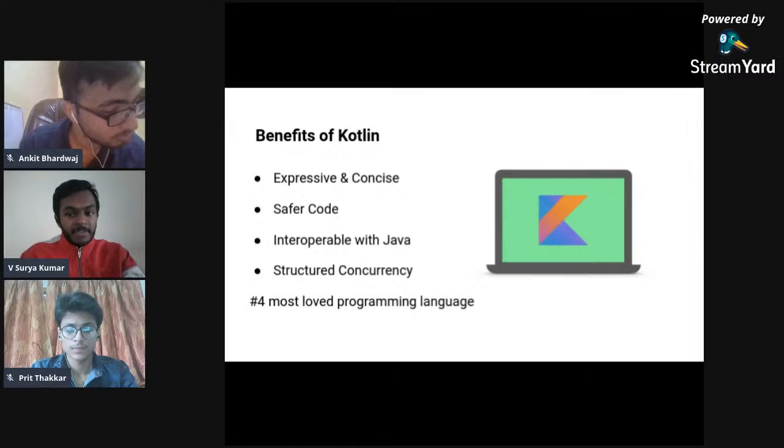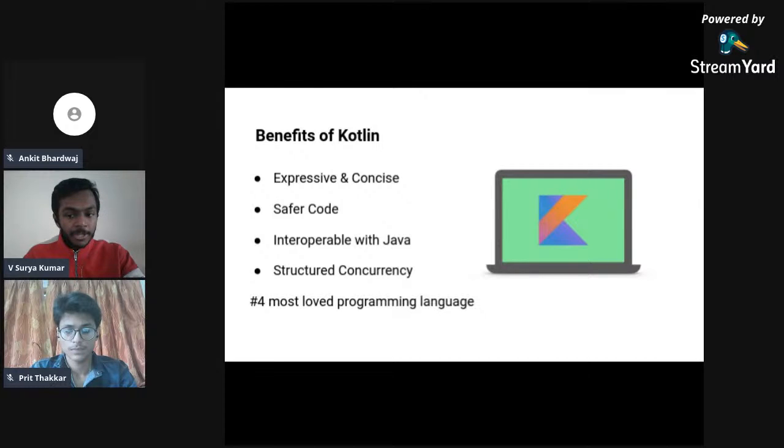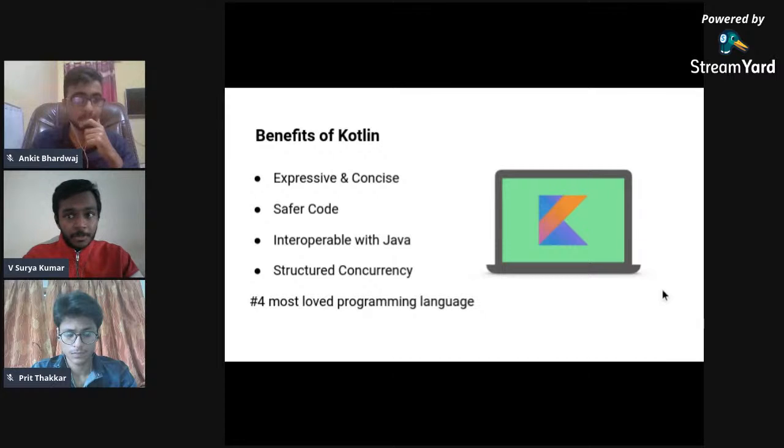Now, moving over to the benefits of Kotlin. Kotlin is expressive and concise, allowing you to express your ideas with less code. This reduces the amount of boilerplate code in your project. Kotlin also helps you write safer code, with features that minimize common programming errors like null pointer exceptions and many others. Kotlin is 100% interoperable with Java, which means you can call Java-based code from Kotlin and vice versa. This also means that if you know how to code in Java, it will be super easy to learn Kotlin.